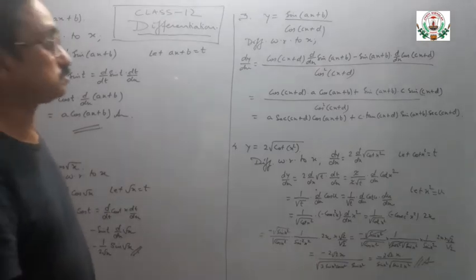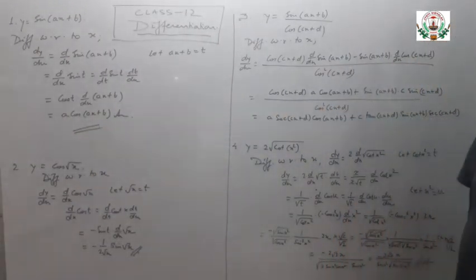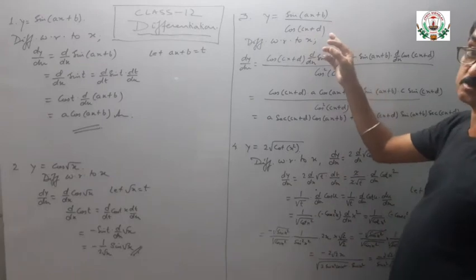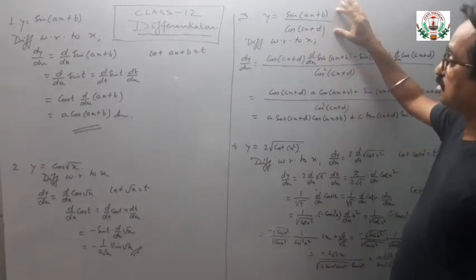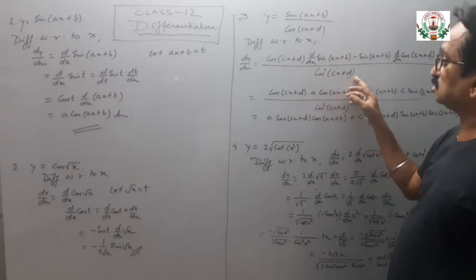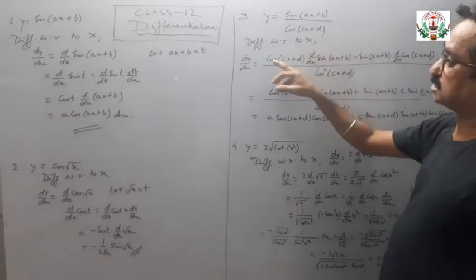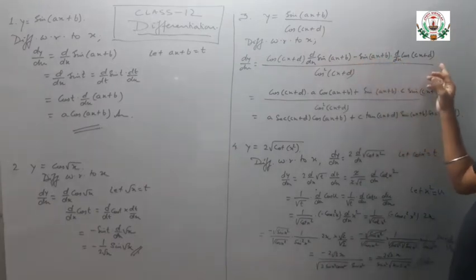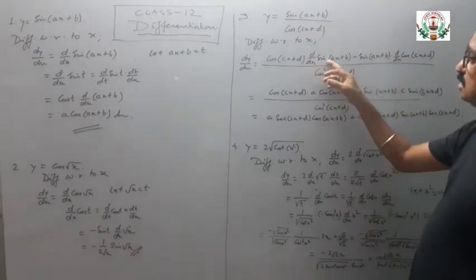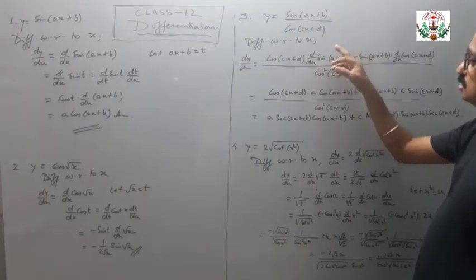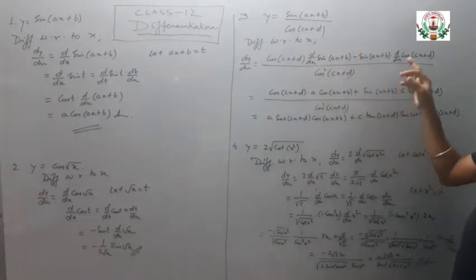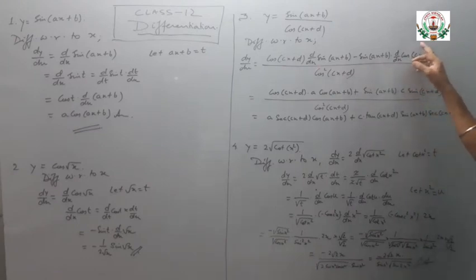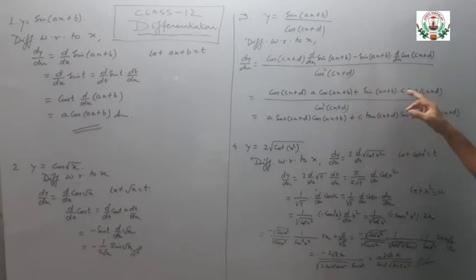Now comes the next, y equals sin(ax + b) upon cos(cx + d). It is a divide function. So the denominator cos square (cx + d), the numerator equals the second function into the differentiation of the first function, minus the first function into the differentiation of the second function. Here the differentiation of sin(ax + b) will become cos(ax + b) into a, and d by dx of cos(cx + d) will become minus sin(cx + d) into the differentiation of cx + d, which is c.